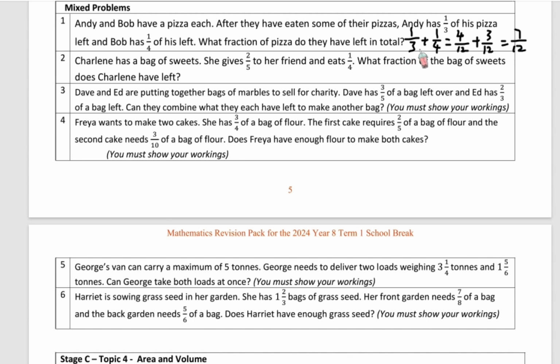So first we will need to find how much she has given and eaten. So 2 over 5 plus 1 over 4, we get 8 over 20 plus 5 over 20, which is 13 over 20. And now we will take 1 minus 13 over 20, which is 20 over 20 minus 13 over 20, which is 7 over 20.